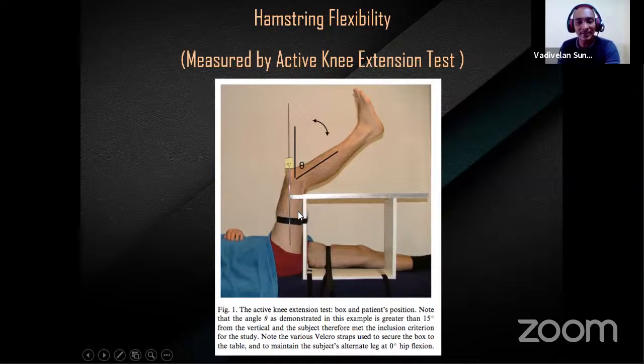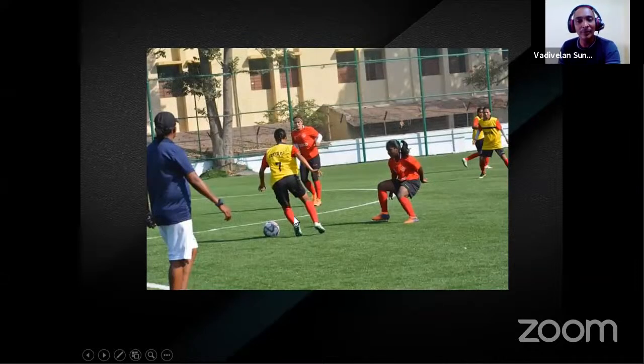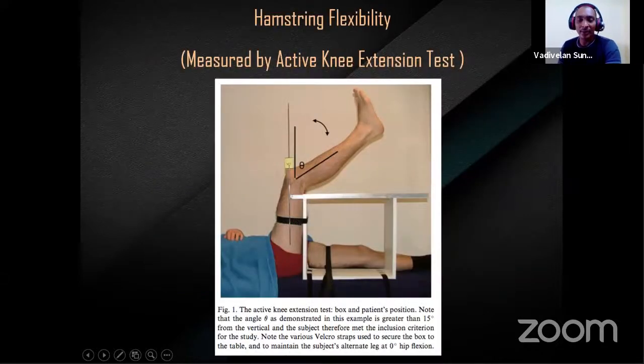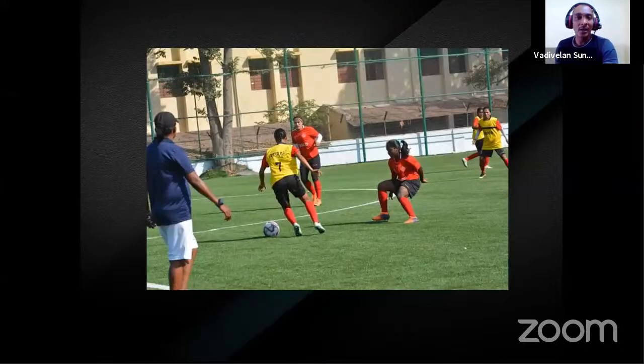They need to be strengthened. They need to be stretched with the hamstring. That's the neural stretch position. So that's all about the flexibility.